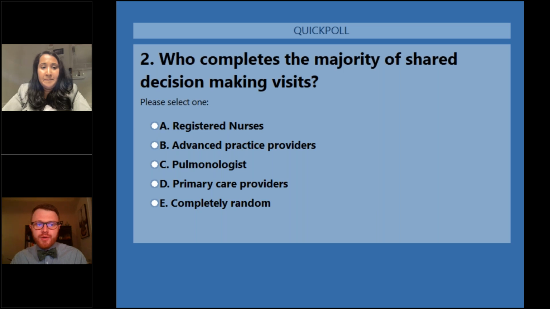Do you want to throw up the next question, or the next poll? Who completes the majority of your shared decision-making visits? Is it registered nurses, APPs, pulmonologists, primary care providers, or is it kind of completely random, where everybody does a little bit of it across the board?